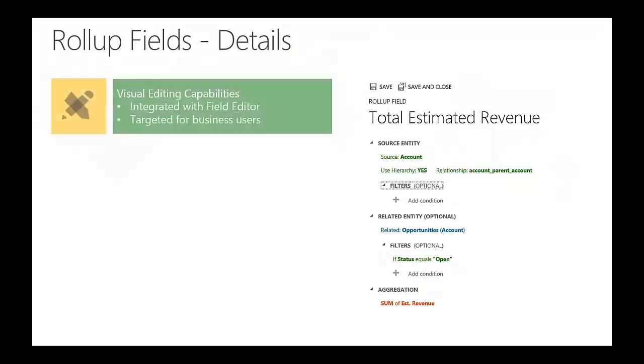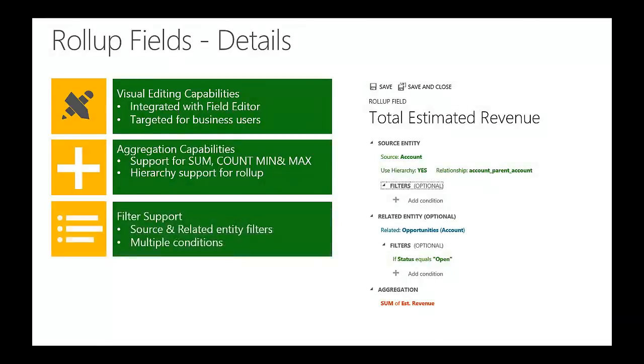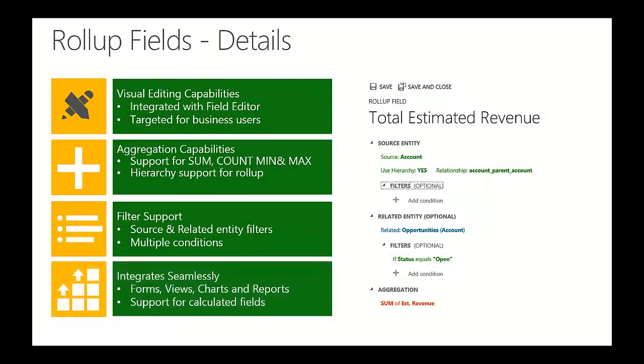So a few details on this, like I mentioned before with the calculated. Visual editing capabilities are integrated with the field editor, and it's really targeted for business users obviously. For the capabilities, we have support for sum, count, min and max, and then the hierarchy support for roll-up. With the filter support, you have source and related entity filters with multiple conditions. And again, it integrates seamlessly with forms, views, charts, and reports, with the support for calculated fields.